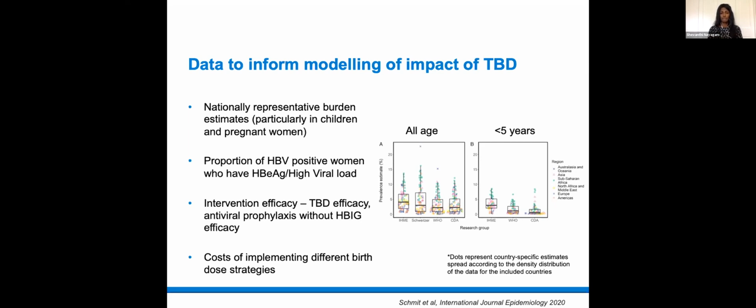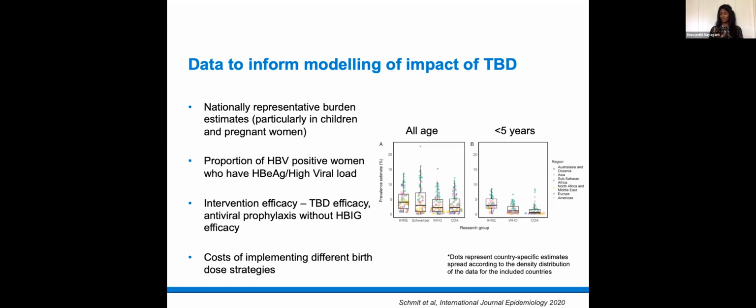Then, of course, it's useful to know the proportion of hepatitis B positive women who have HBe antigen, high viral load, so representing high infectivity risk. And then this was touched on a lot yesterday about intervention efficacy. A lot of the data is often taken from Asia, but there are only limited studies about TBD efficacy in the Afro region. And there's a question that maybe it's not as effective, but again, more data on that will help inform the projections. And of course, there are the costs of implementing these different birth dose strategies.